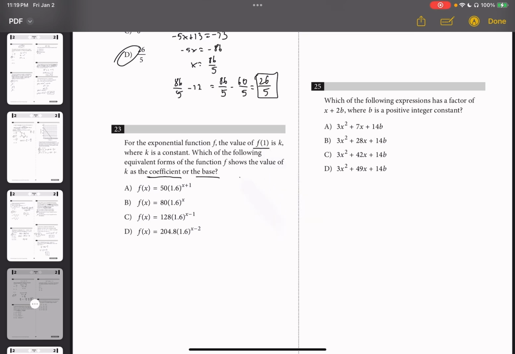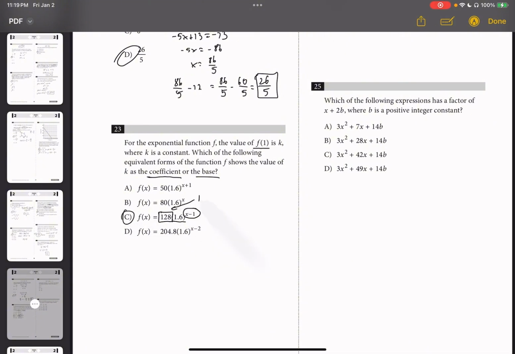So at f of 1, only the coefficient or only the base is going to represent the constant of f of 1 as a whole, then one of them needs to be the value of 1, so it doesn't change the other one, if that makes sense. So to do that, we need an exponent of x minus 1. Therefore, our base is going to turn to 1, and then 128 remains unchanged. So the coefficient can represent the value of f of 1 as a constant.